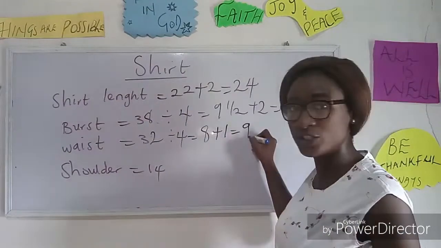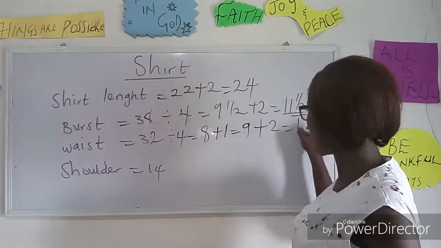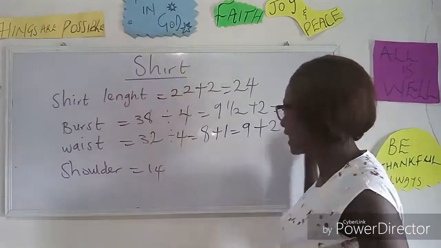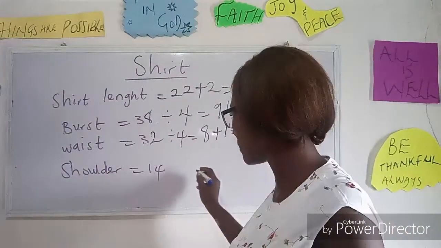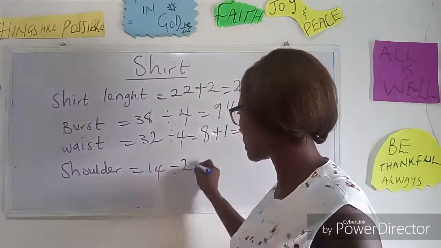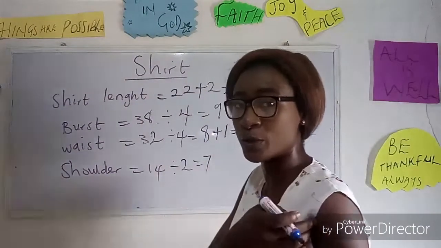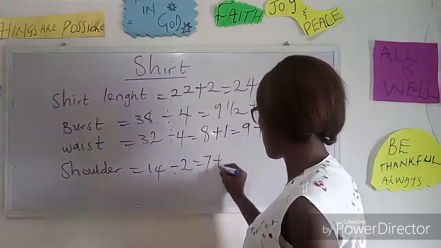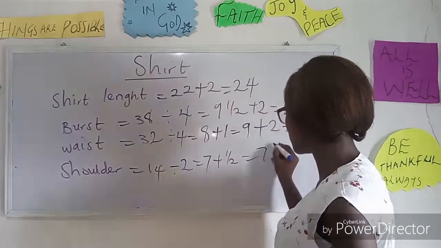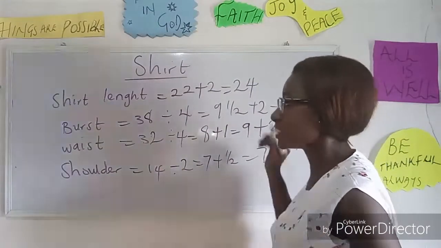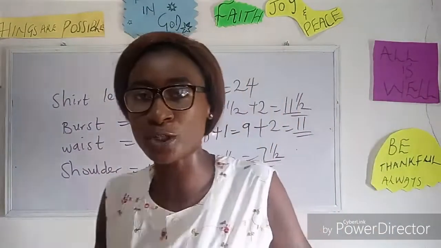We have 9 inches plus 2 inches for our sewing allowance. We have 11 inches. Now our shoulder measurement is 14 divided by 2. We have 7 inches. So I'm going to add half inch because I'm going to turn it up, plus half inch. We have 7.5 inches. So these are the basic measurements required for you to cut a shirt.